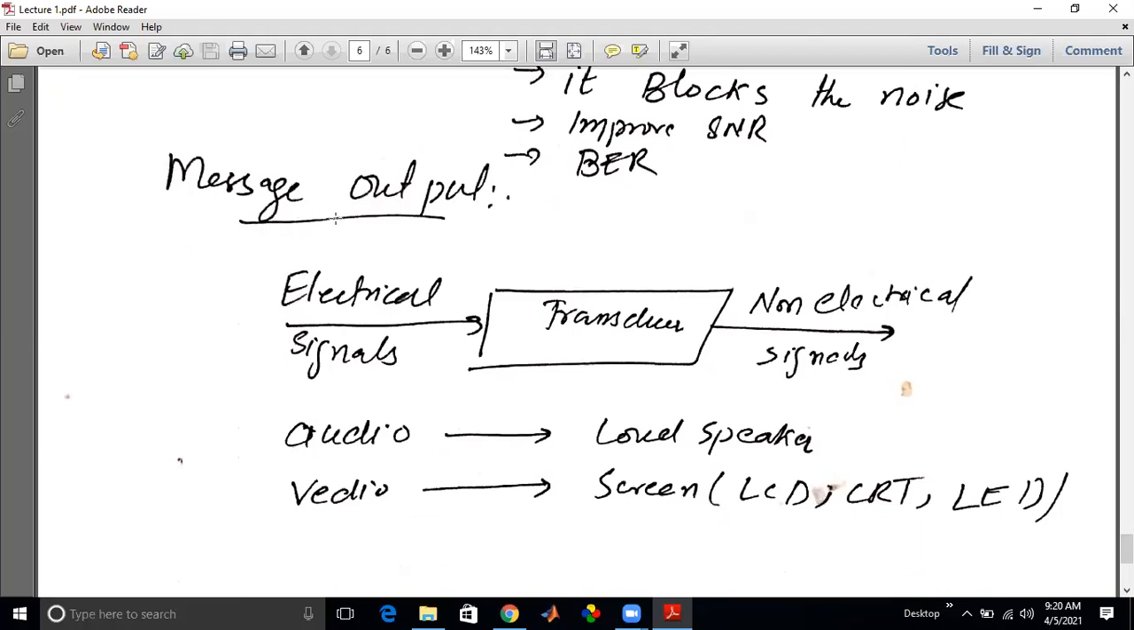Message output is a transducer. It converts the electrical signal into a non-electrical signal. For example, in the case of an audio signal, it will be a loudspeaker. In the case of a video signal, it will be a screen, either a liquid crystal display, a cathode ray tube, or a light emitting diode.